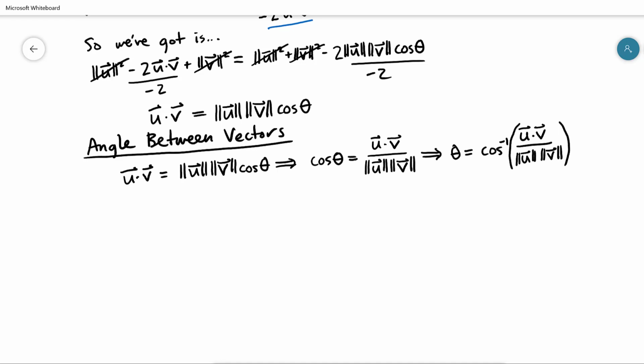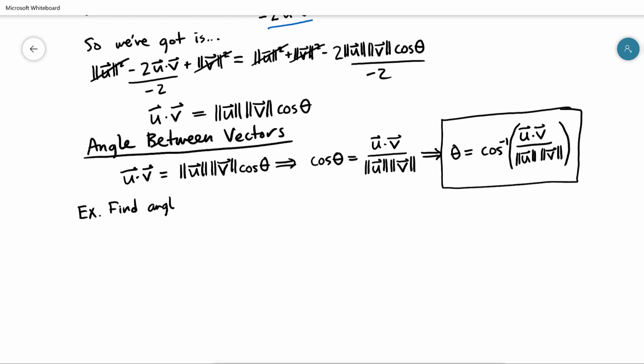There's our formula for the angle between two vectors. So for example, if we want to find the angle between those two vectors we did earlier, let's say I want to find the angle between, and it's always going to be the smaller angle that it gives us, the less than 180 degree angle, between the vector 1, 2 and the vector 3, 4.